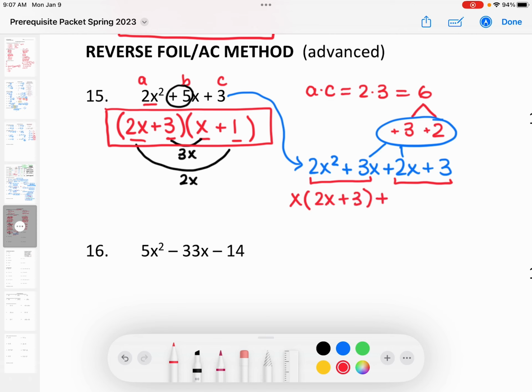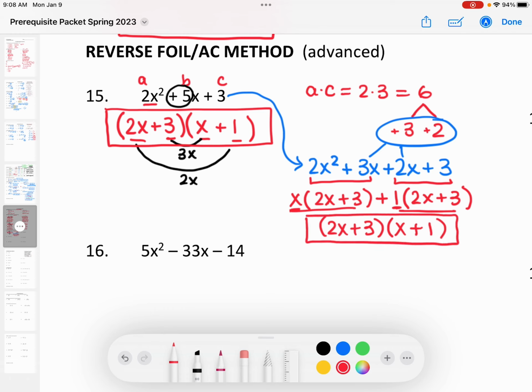What can I factor out of the second set? Nothing really, but I encourage you to factor out a 1 just so your brain can handle the next part. So we're factoring out a 1, it doesn't really do anything. But now do you see the two groups have something in common? The 2x plus 3, leaving the single x and the single 1, x plus 1. And we got the same answer both ways.